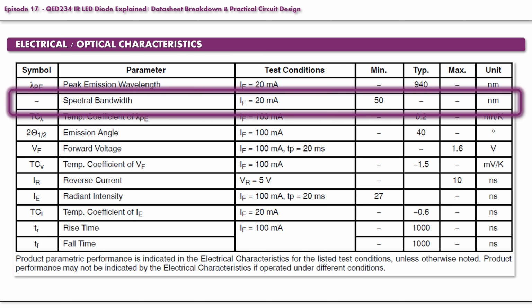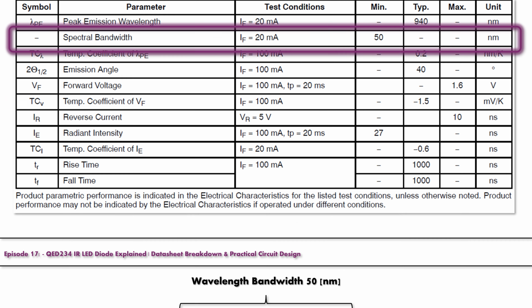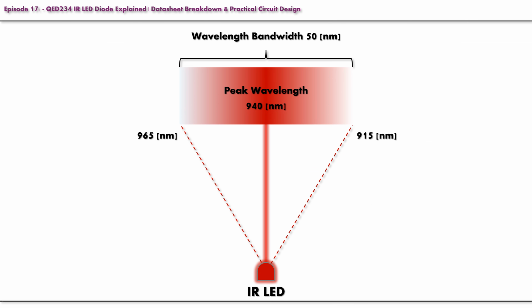Next parameter, the spectral bandwidth, closely relates to the previous one. It tells us that under test conditions, with a forward current of 20 milliamperes, the width of the spectrum of broadcasted wavelengths is minimum 50 nanometers, but it can be more. Assuming that distribution to the right and left from the peak wavelength is uniform, the diode emits light with wavelengths ranging from 915 to 965 nanometers.